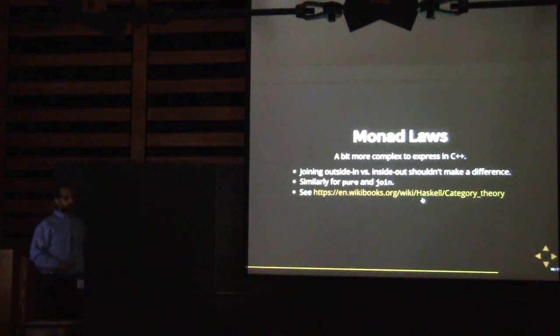So the monad laws are a bit more complex to express in C++, but I want to give you the intuition behind them. If you have a monad of a monad of a monad, you can map to join the thing on the inside, or you can join the thing on the outside. It's basically saying that the order shouldn't make a difference, whether you join the thing on the inside or the thing on the outside. And similarly for pure and join.